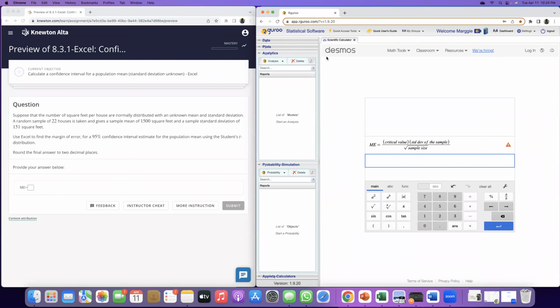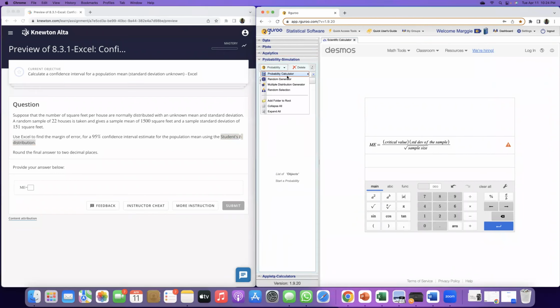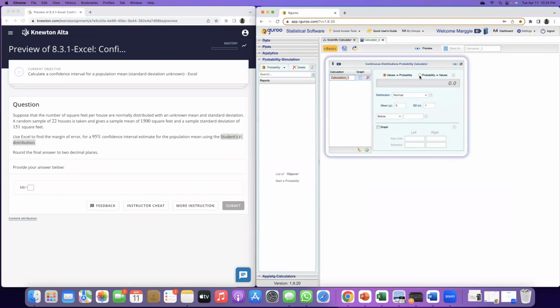To find the critical value, again, we need to find the student t distribution. The student t distribution is in our, no, in our probability simulation, because we need our calculator. So we need the probability calculator for a continuous random variable. All right. We are going to be finding values, so we need to change this to probability to values. We are going to change our distribution to student t.